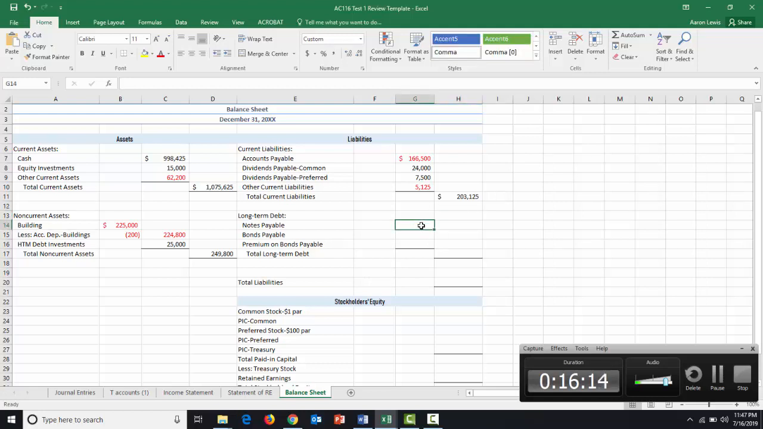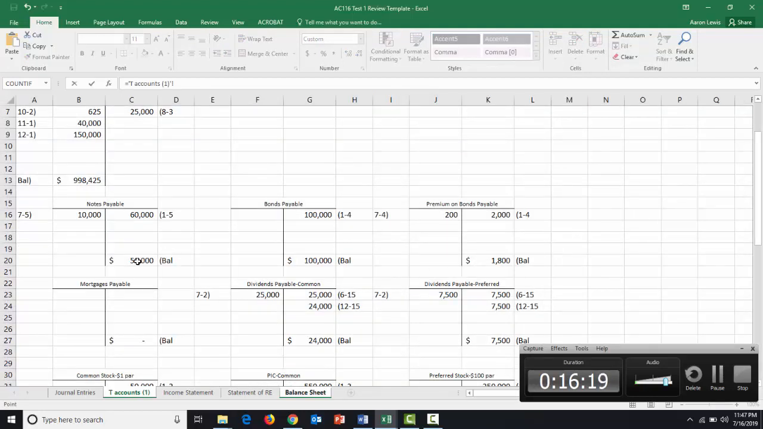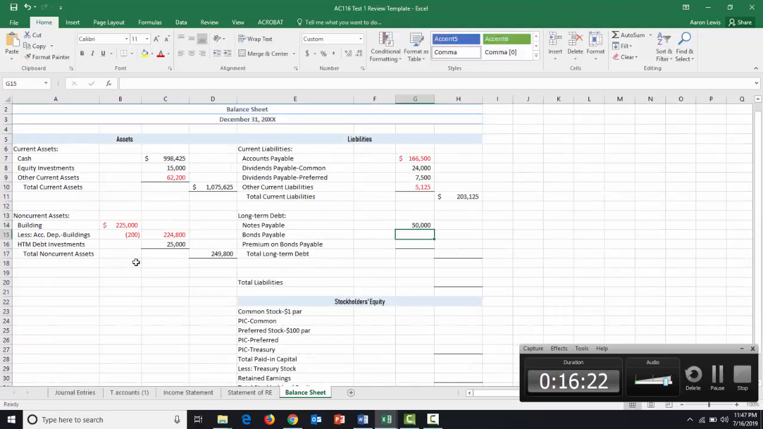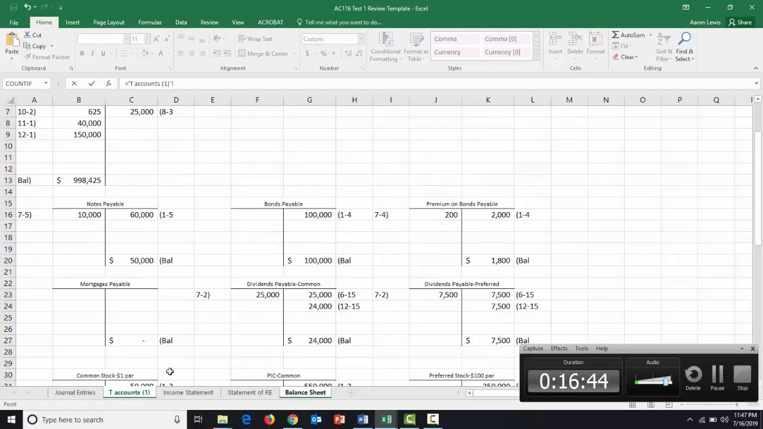Stick in the center column here for notes payable. We're going to equal. We're going to go to the T accounts. We're going to find the balance of notes payable to be $50,000. Next up, we have bonds payable. And bonds payable has a contra account tied to it, premium on bonds payable. Well, as you can see over here in non-current assets, whenever there's an account that has a contra account tied to it, like building and accumulated depreciation on that building, those 2 accounts are listed in the leftmost column. So for bonds payable, we hit equals. Our T account for bonds payable has a balance of $100,000.